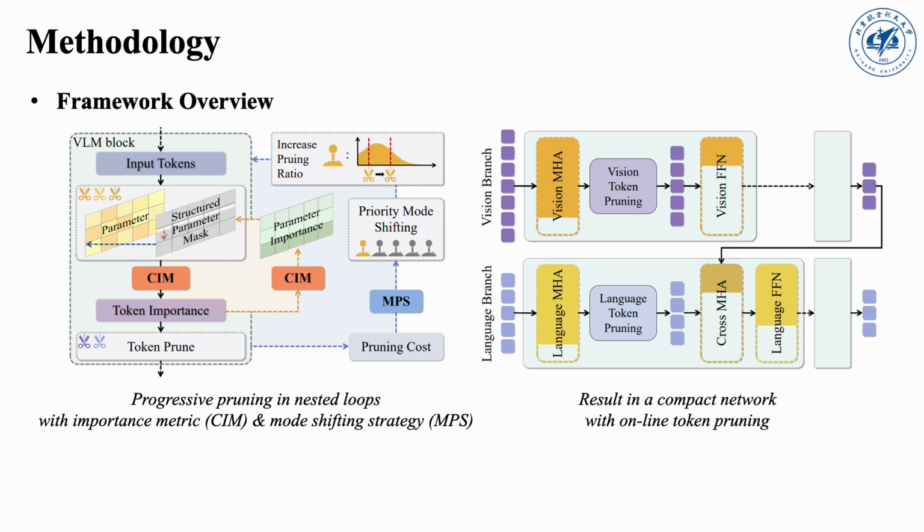It consists of two key modules: collaborative importance metric and multi-mode pruning strategy. Overall, COMP adopts a nested optimization process to progressively reach the target FLOPs budget, resulting in a static, structurally compact model with token pruning performed online during inference.